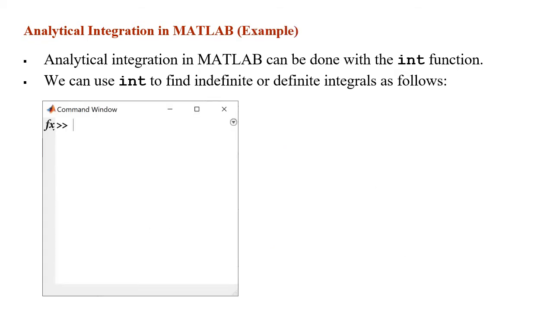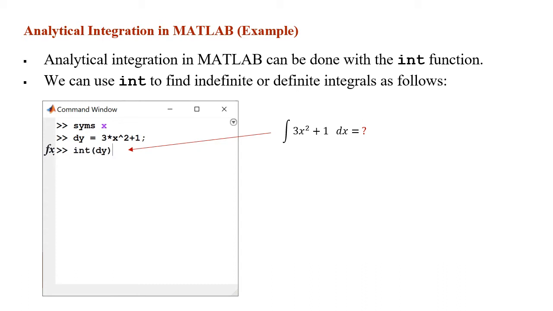For example, we're going to do now an analytical integration with the help of the function int on the function 3x squared plus 1. So we've defined the symbolic variable x, and we've defined dy, the function we want to integrate, as 3 times x squared plus 1. Now we can simply call the function int to find the integral of 3x squared plus 1 with respect to x. So you can simply type int and then provide dy as an input to the function int.